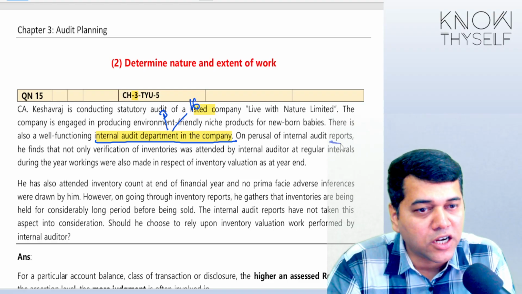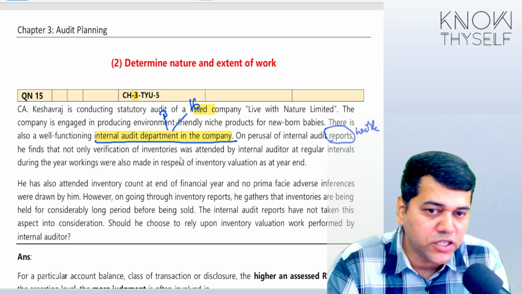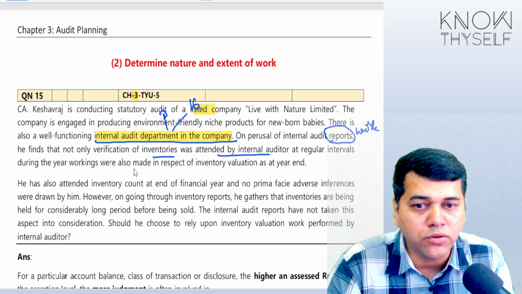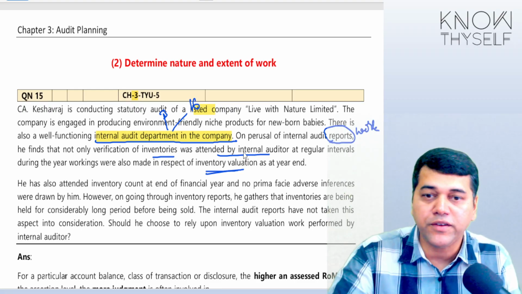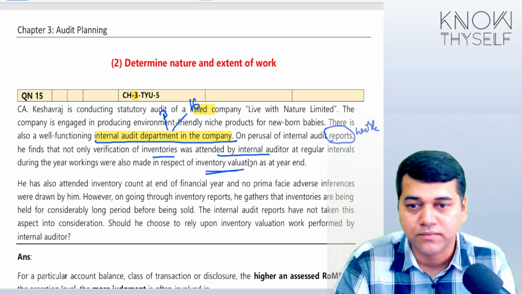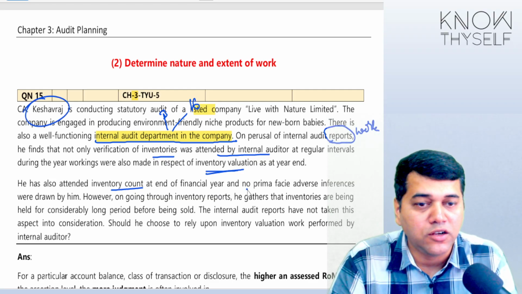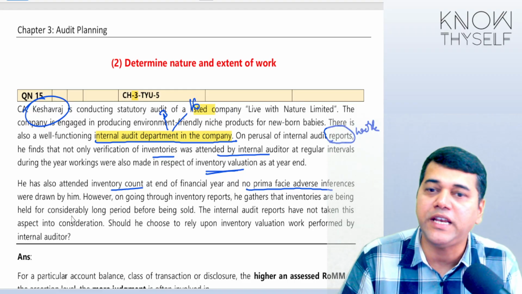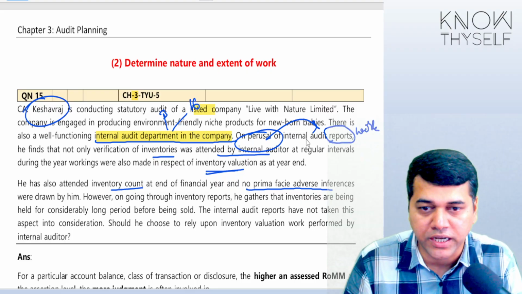On perusal of the internal audit report, that means their work, he finds that not only was verification of the inventory attended by the internal auditor at regular intervals, they have also attended inventory valuation. So first of all, physical verification they have done, inventory valuation also they have done. He also attended the inventory count at the end of the financial year, this Keshavraj. And no prima facie adverse inferences were drawn by him. That means he did not find any fault in the inventory. Internal auditors also did not find any. Same thing they have reported.